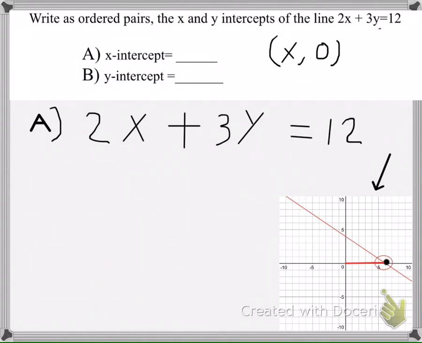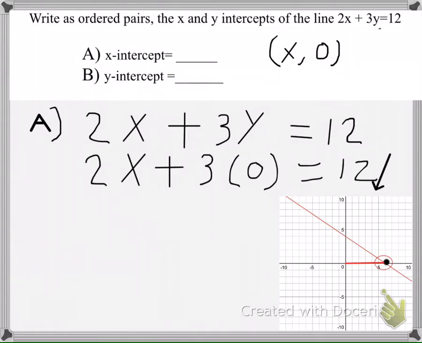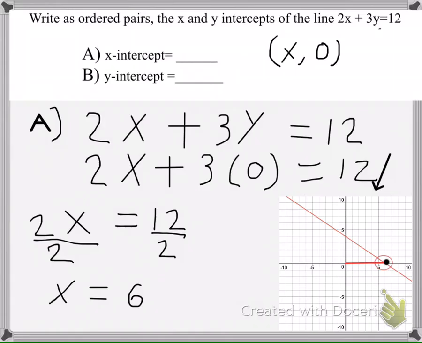I drew a line to it, and now I'm going to try to prove it algebraically. We know that the x-intercept always occurs where y equals 0, so I'm going to plug in 0 for y and continue to solve. 3 times 0 is 0, so we just have 2x equals 12. Divide both sides by 2, and we have x equals 6. So I just proved it algebraically.